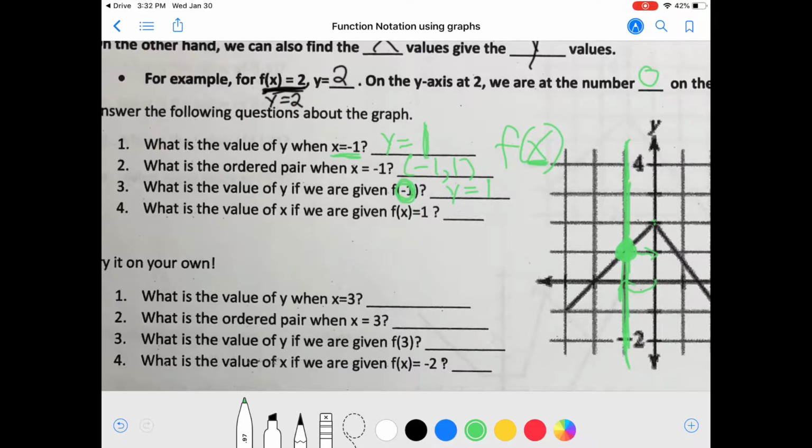What is the value of x if given f of x equals 1? Well, another way to write f of x is y equals 1. So if y is 1, x is going to be what? Negative 1.